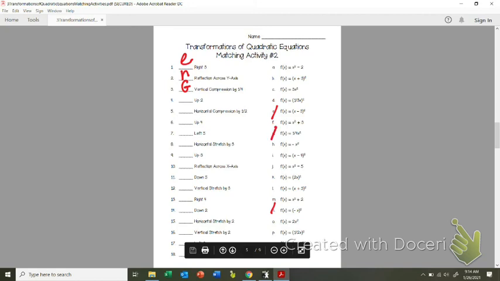All right. Now, number 4, it says we are going up 2. So we are looking for something that has a positive 2 all on the outside, all by itself. All right, Dylan, what do you think? M. Everybody agree?